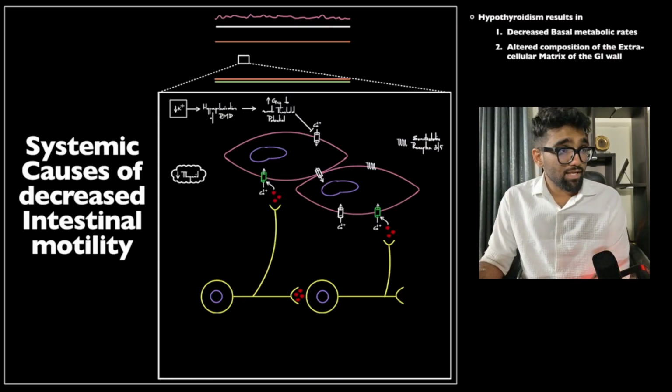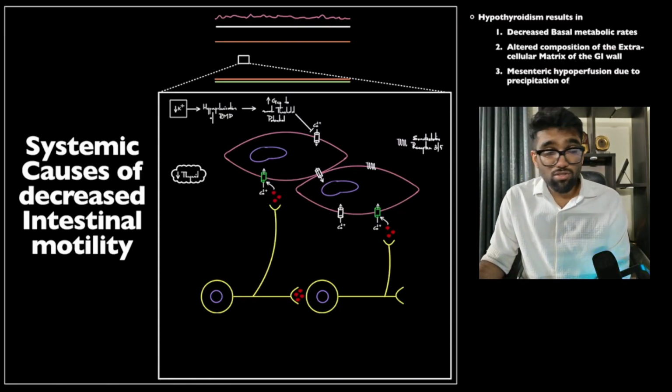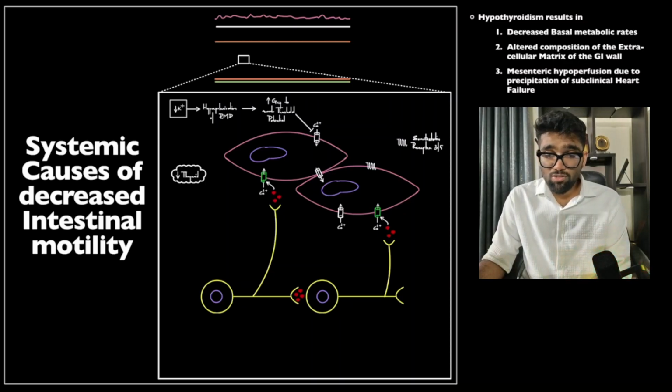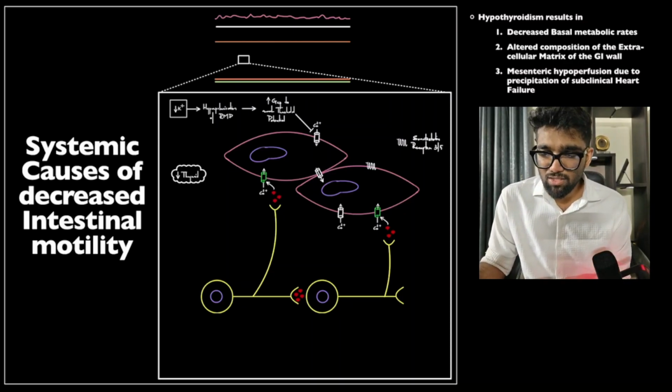Second, it changes the extracellular matrix composition in the muscularis of the gastrointestinal tract, resulting in decreased mechanical coupling between the smooth muscle and the extracellular matrix. And finally, it causes mesenteric hyperperfusion by precipitating heart failure, or subclinical heart failure in this situation. So these are the three mechanisms by which hypothyroidism can result in intestinal hyperperfusion.